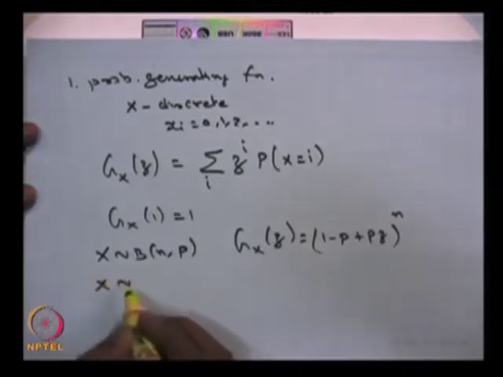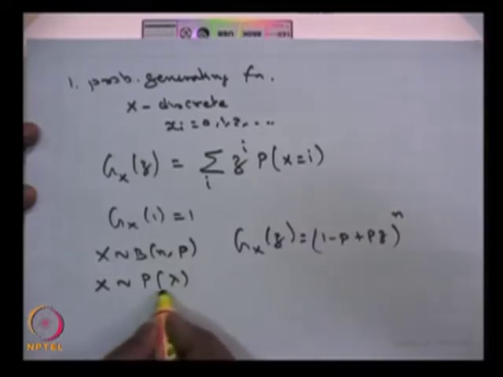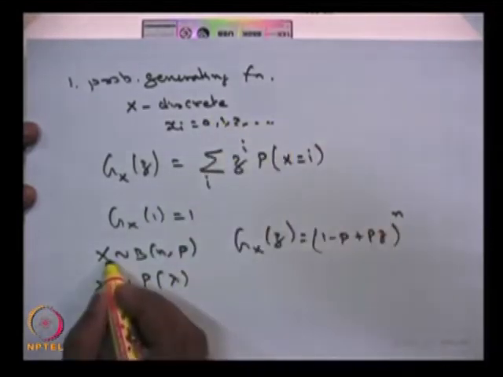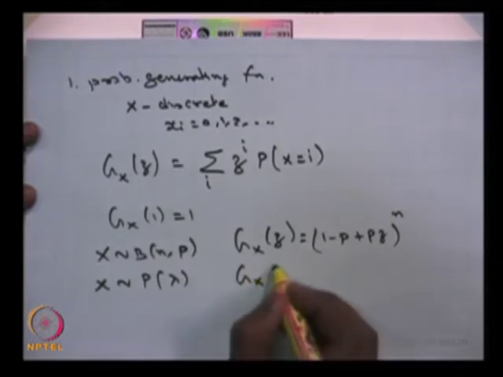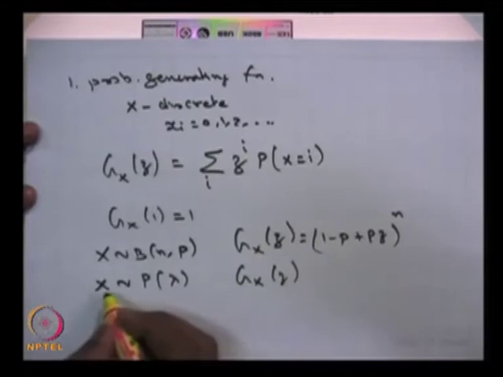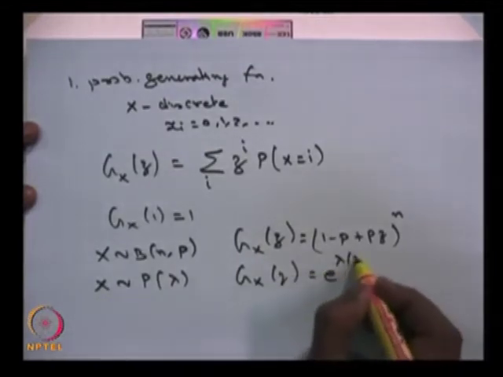Suppose X is a Poisson distribution with parameter lambda. This is also a discrete random variable, and the possible values are countably infinite, whereas for the binomial the possible values are countably finite. So, here also you can find the probability generating function for the random variable X, which is e power lambda times (z minus 1).